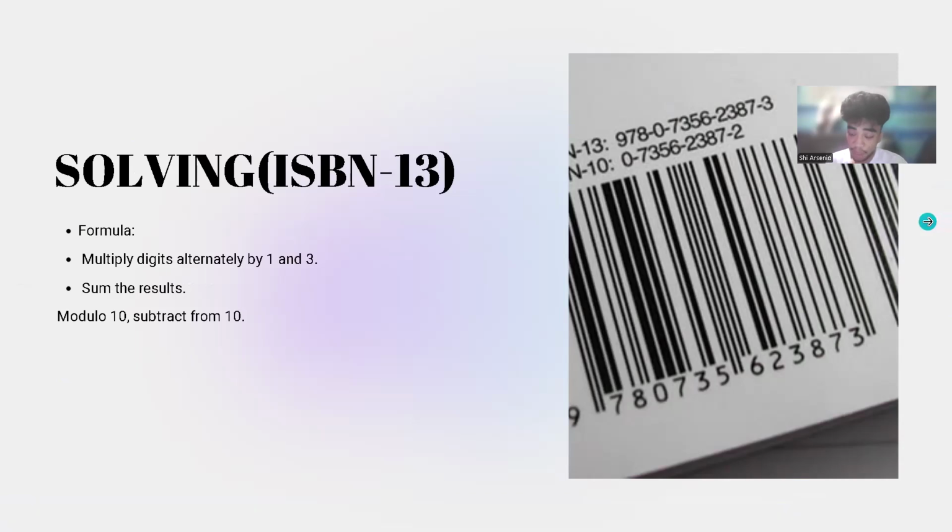So for the solving of the ISBN 13, this method is slightly different. We will multiply each digit alternately by 1 and 3. Then we will take the sum modulo 10 and subtract it from 10. If the result is 10, the check digit is 0.